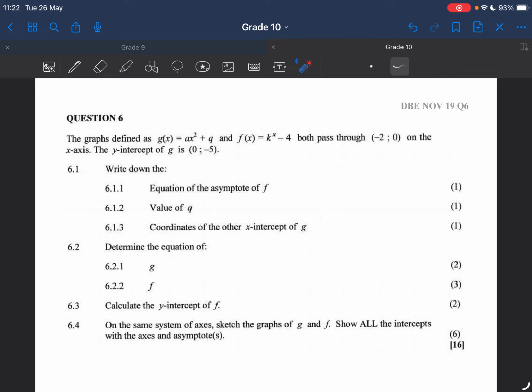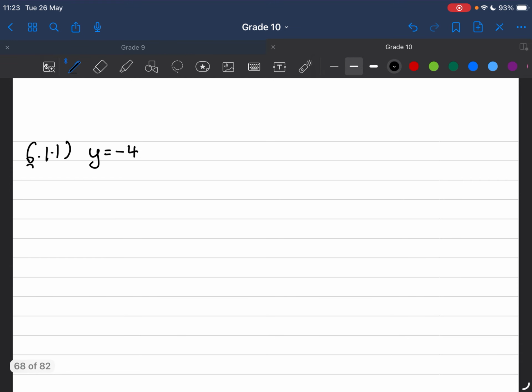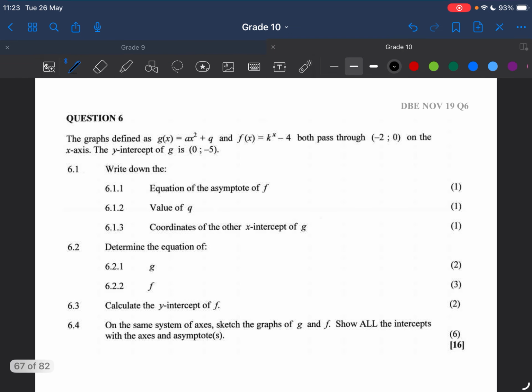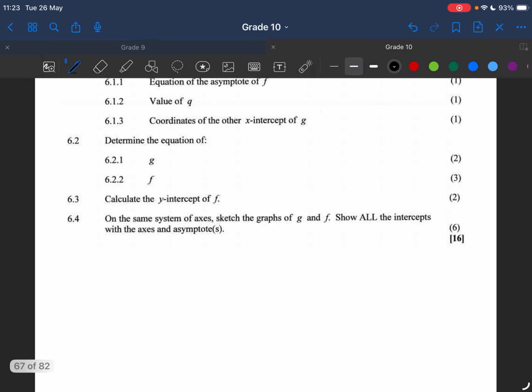Then we talk about the value of q. So we look at our equations, we scan through them, and we find out where q is. So the q they're talking about is this here, which is the y-intercept of your parabola, and they are telling that to you directly. The y-intercept of g is -5. So in this case, 6.1.2, q is equal to -5. So that's straightforward.